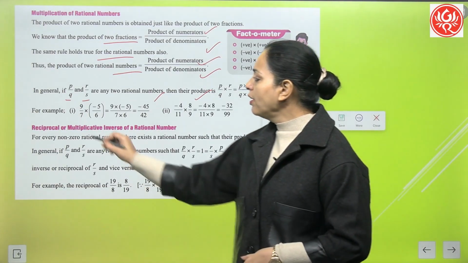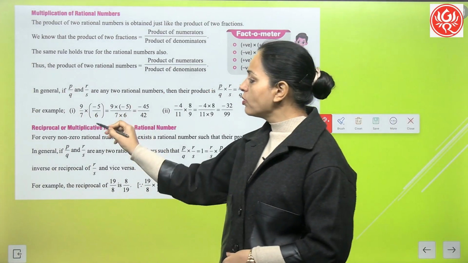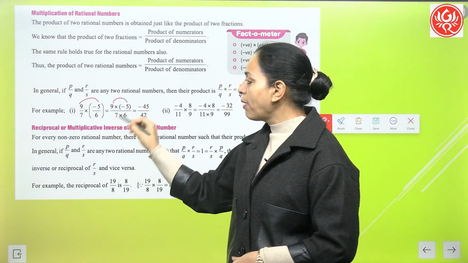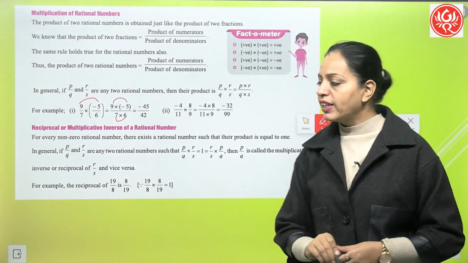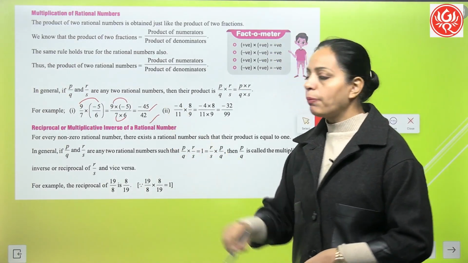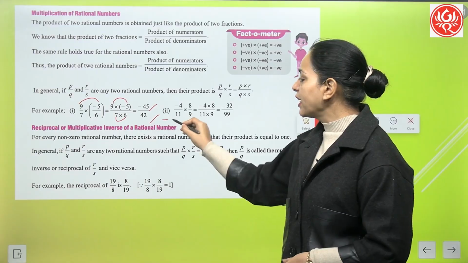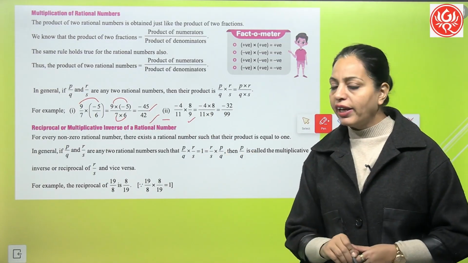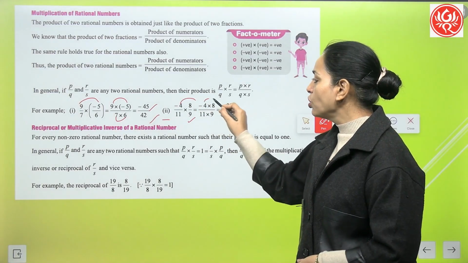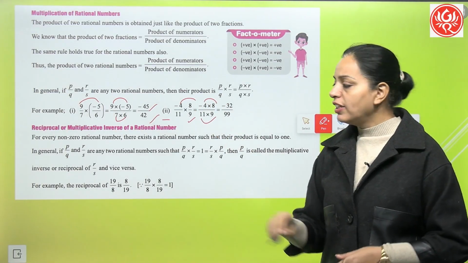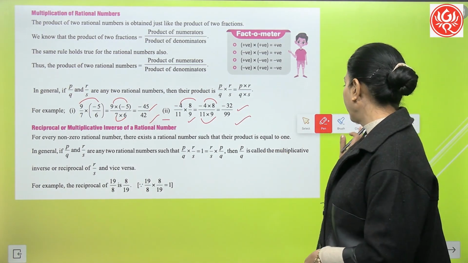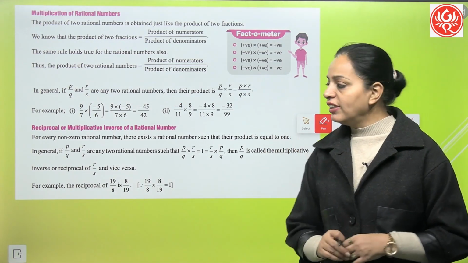For example, see the first part, 9 upon 7 multiplied by minus 5 upon 6. So 9 multiply minus 5, 7 into 6. So minus 45 upon 42. Similarly, second part, minus 4 by 11 into 8 by 9. So minus 4 into 8, 11 into 9. So this is minus 32 upon 99, right? I hope these are clear to you.